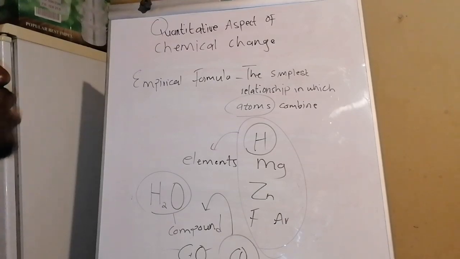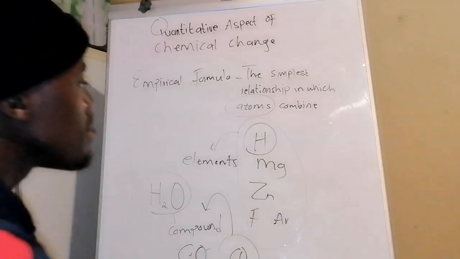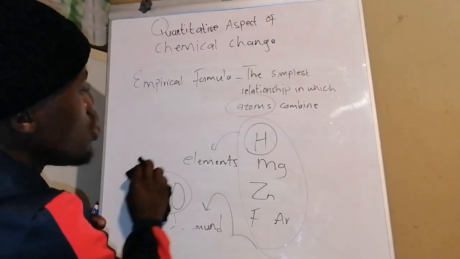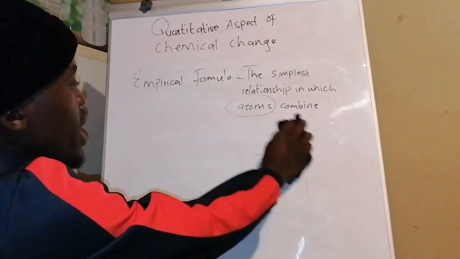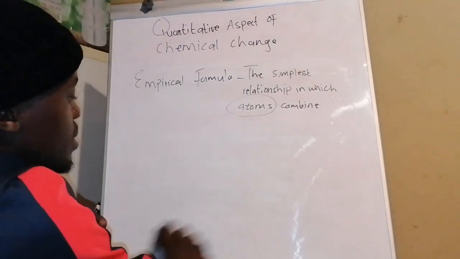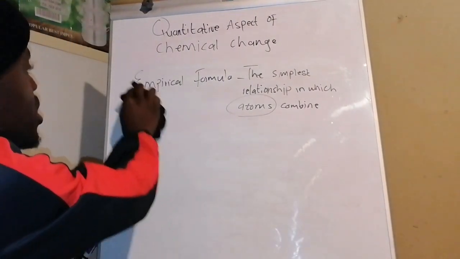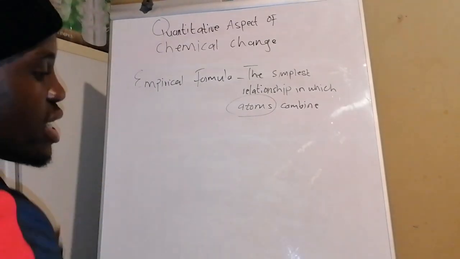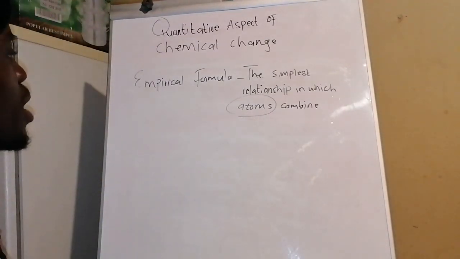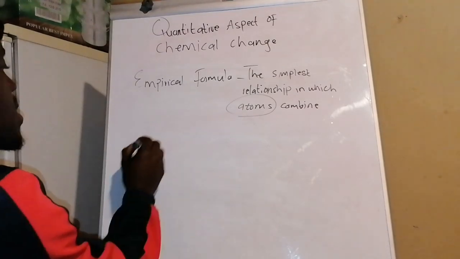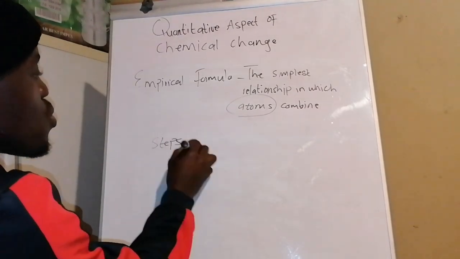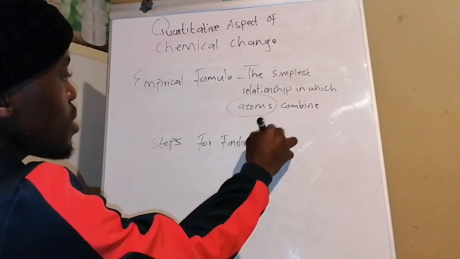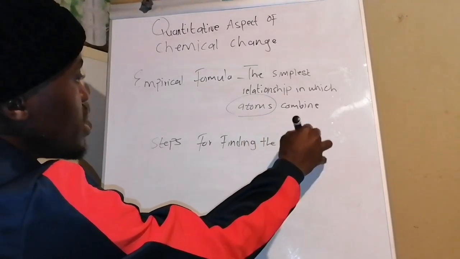I don't know if you are following. I'm starting with this because it is very important. I will remind you about the importance of these two terms, element and compound. Now, there are steps for you guys to know for finding or determining the empirical formula.